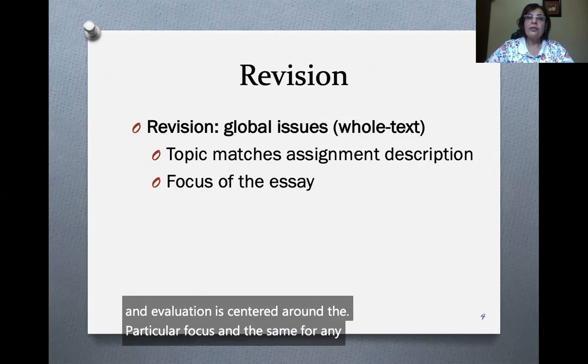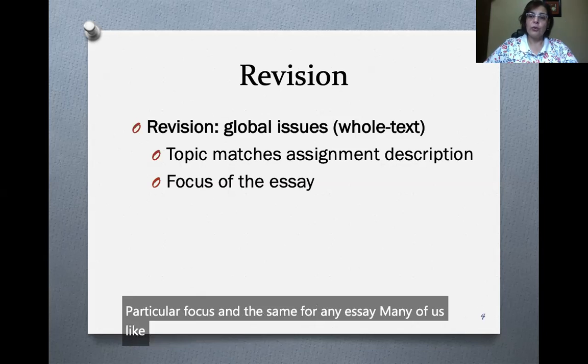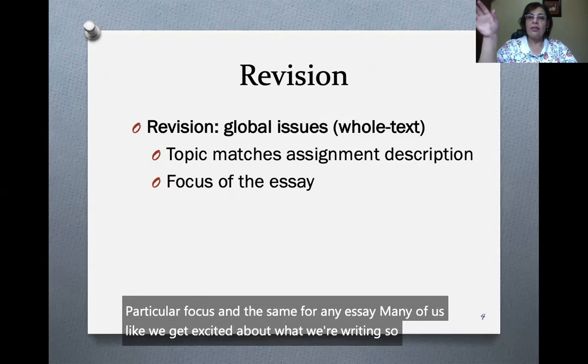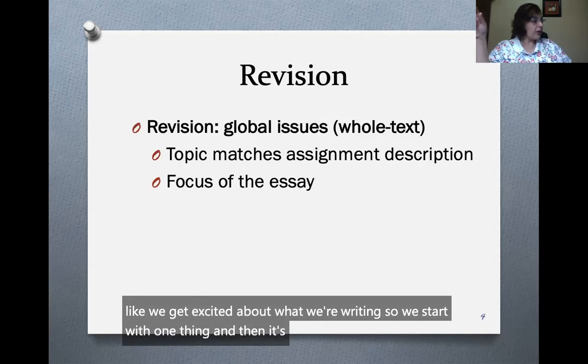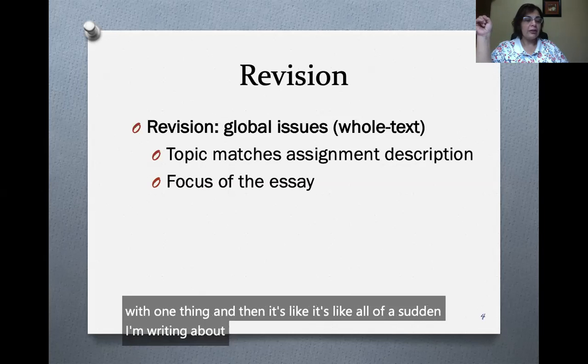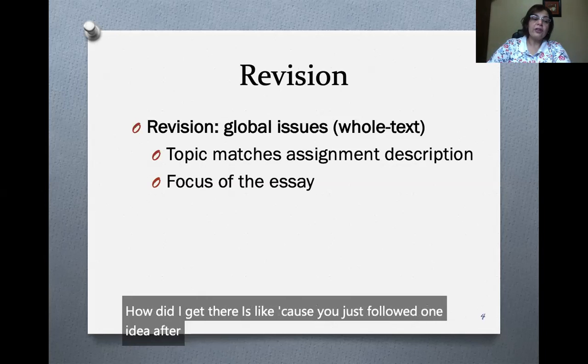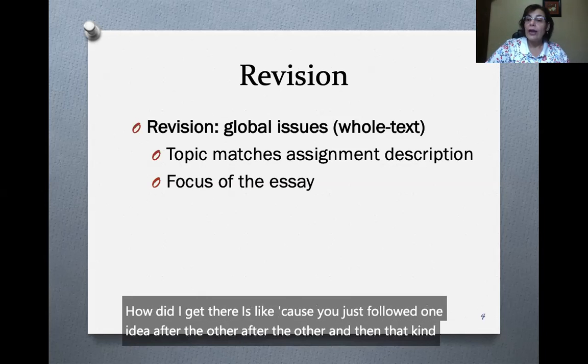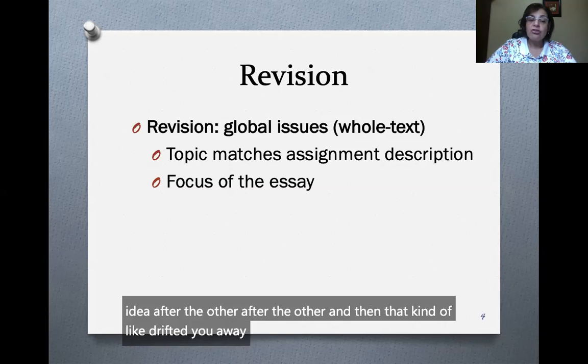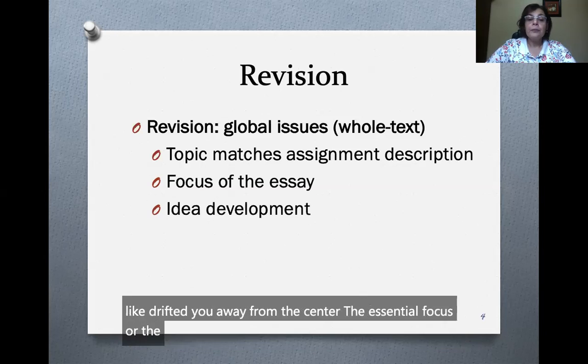And the same goes for any essay. Many of us get excited about what we're writing. So we start with one thing, and then all of a sudden I'm writing about something else. It's like, wait a minute, how did I get there? It's because you just followed one idea after the other, and that drifted you away from the essential focus or the central idea in the essay.